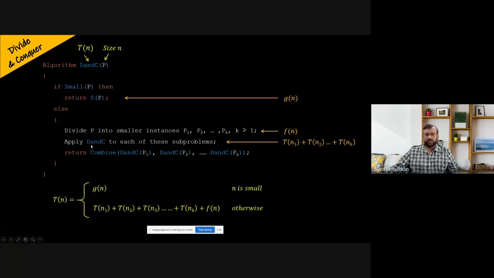Recurrence, because we are recursively calling the function. So this T of n forms the recurrence relation for this divide and conquer approach. And always remember that the time complexity of recursive algorithms is always computed using a recurrence relation.